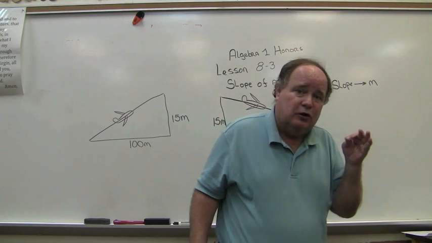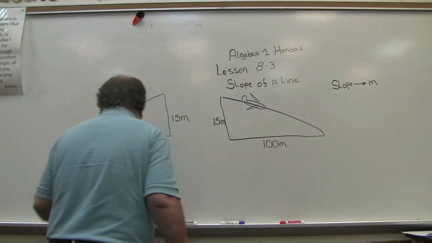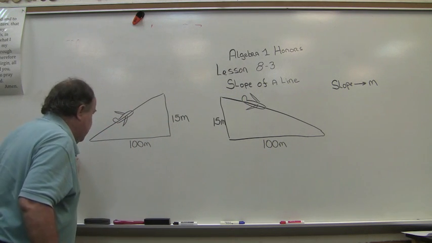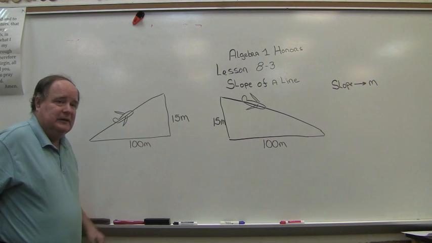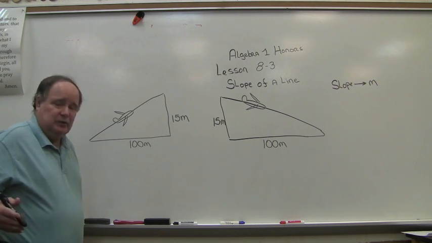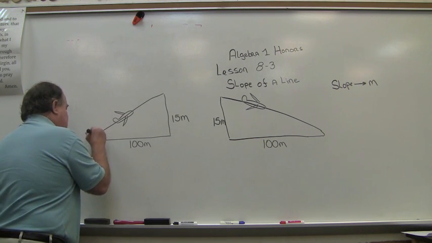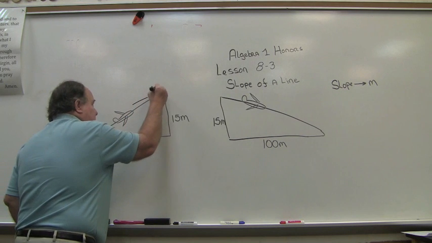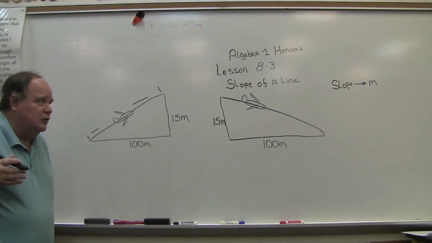For example, let's look over here at these two planes. Over on this side we have a plane that has taken off and it goes 100 meters and it rises 15 meters. Well, what does this have to do with slope? What we want to do is find out basically how steep this incline is. And to do this, we have to use the slope.